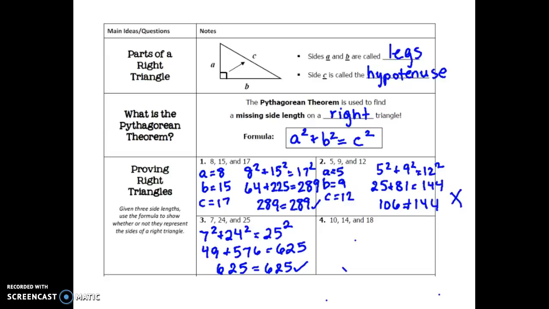And then number 4, 10 squared plus 14 squared, does that equal 18 squared? 10 squared is 100, 14 squared is 196, and 18 squared is 324. When we add it together, we get 296, and that does not equal 324, so this would not be a right triangle.